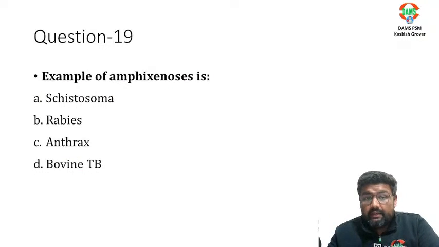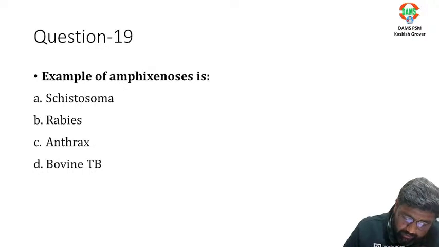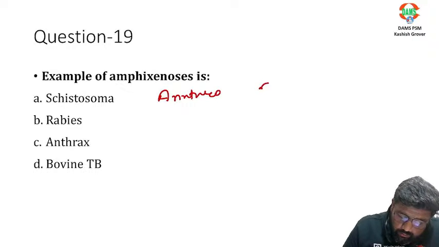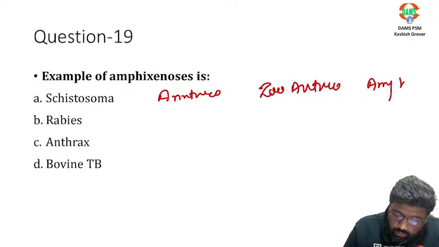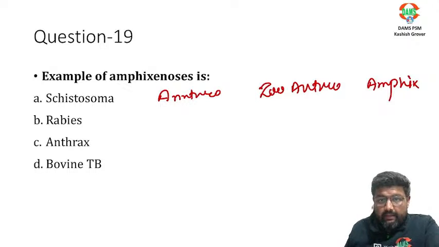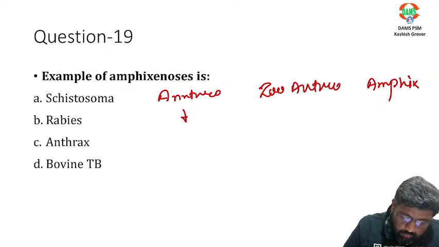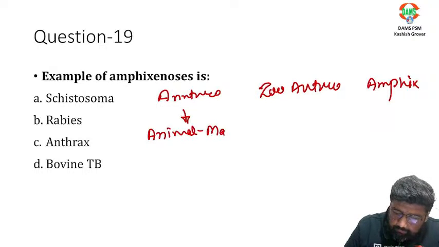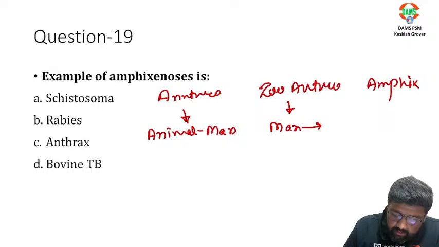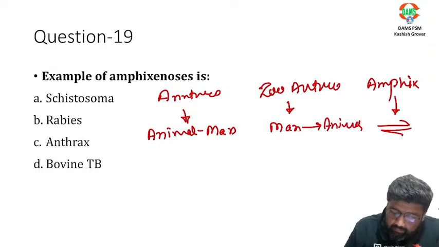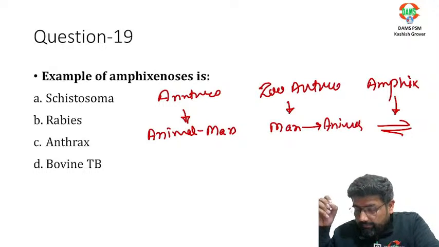Example of emphysimosis. So we have anthrozoonosis, zooanthropnosis, and emphysimosis. Anthrozoonosis means when animal is giving disease to man. Zooanthropnosis, when man is giving disease to animal. Emphysimosis can be shared among both.